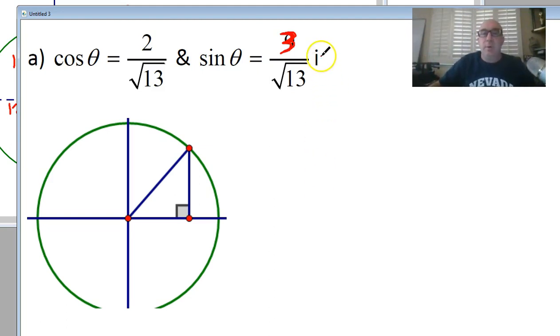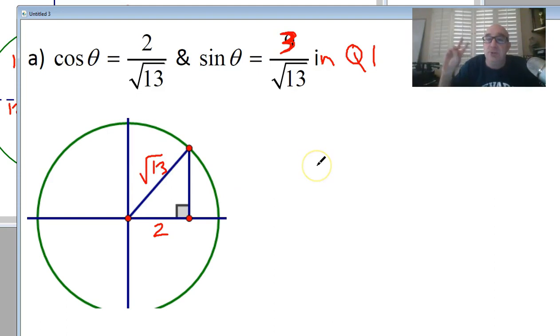It says that we're in quadrant 1, which my picture shows me. Now cosine is 2 over the square root of 13. Cosine is x, so the 2 would be here, and the square root of 13 is my r, or my hypotenuse. So that gave me clues to those two sides. And over here, sine would be the opposite, or y, which is 3 over the square root of 13. And so now I have my sides.